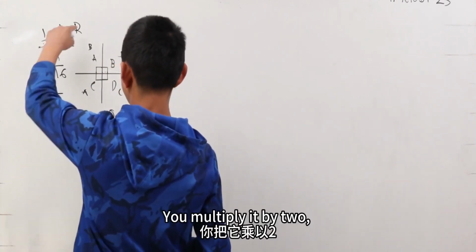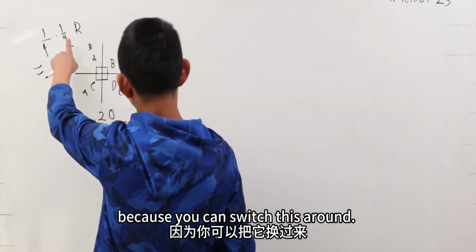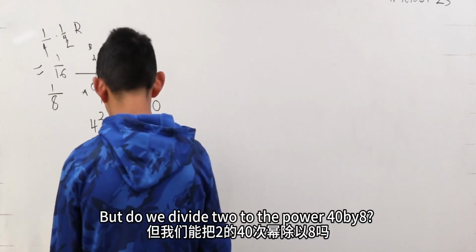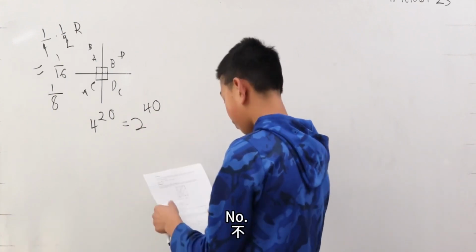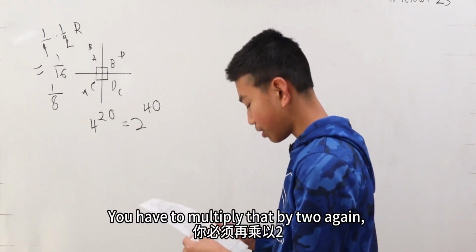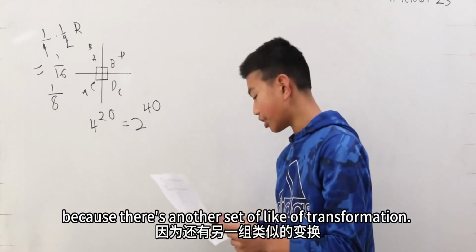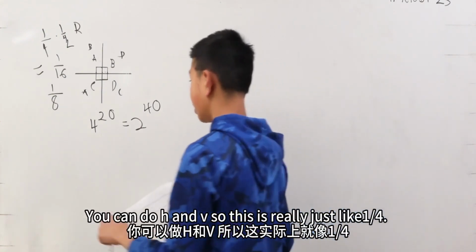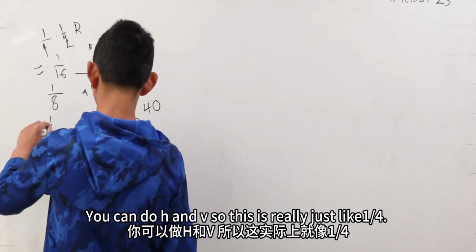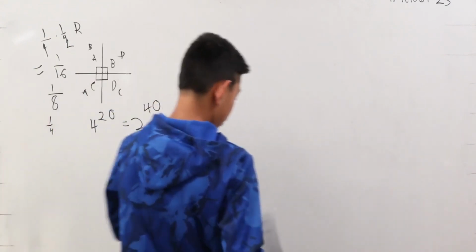Now you can multiply these two together. This is 1/8. You multiply it by 2 because you can switch this around. But do we divide 2 to the power of 40 by 8? Well, no. We have to multiply that by 2 again because there's another set of transformations. You can do H and V. So this is really just 1/4.